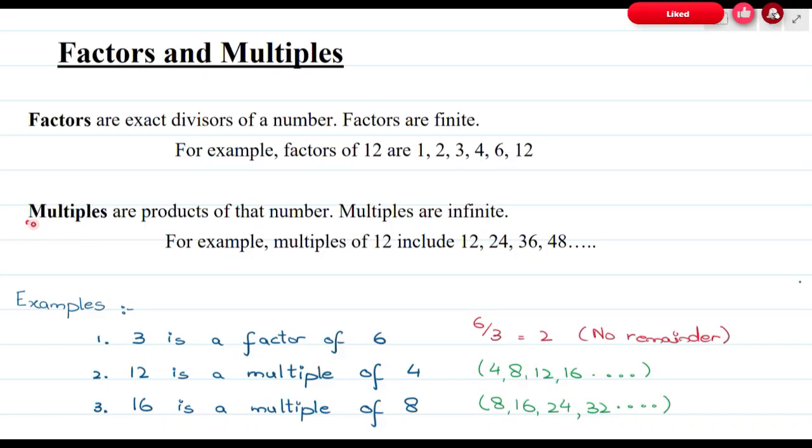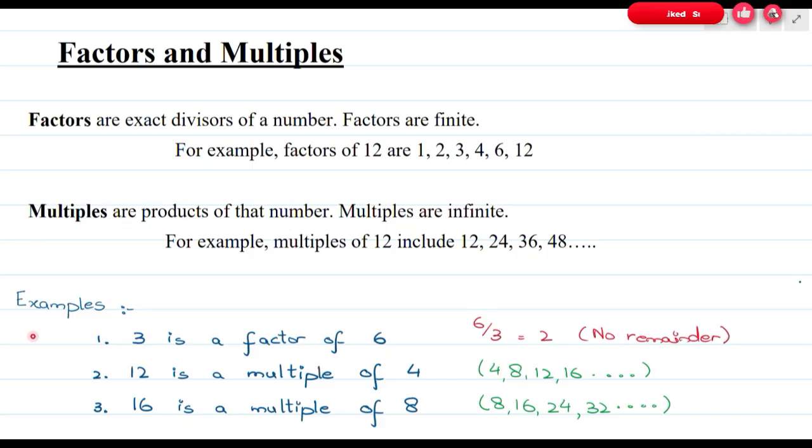But when we are talking about multiples, multiples are basically the products of that number. Multiples are always infinite. For example, the multiples of 12: 12 times 1 is 12, 12 times 2 is 24, 12 times 3 is 36, 12 times 4 is 48, and so on, right? So multiples are infinite, but factors are finite. Factors are the exact divisors of that number, and multiples are the products of that number.